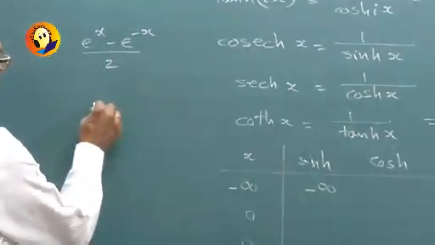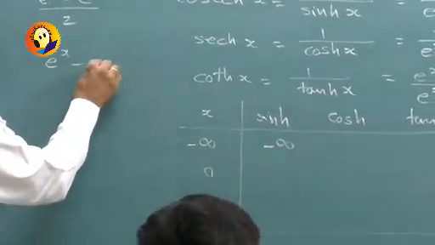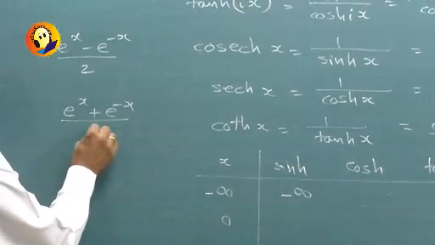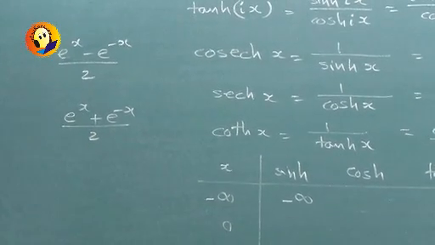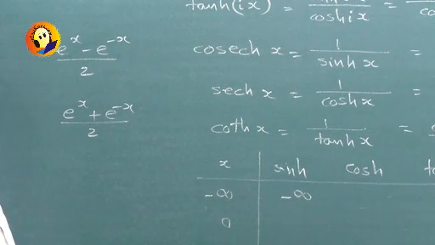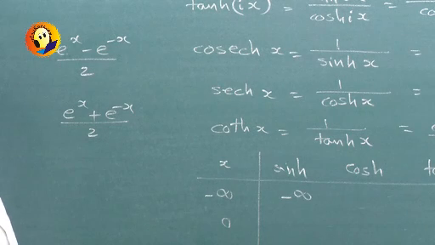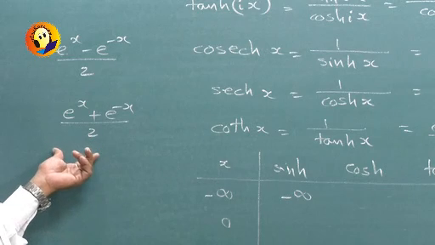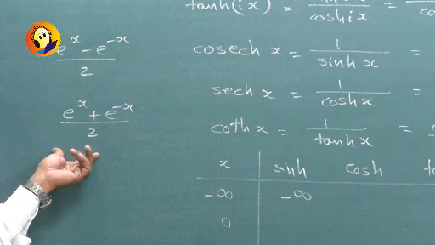Cos minus infinity. Infinity by 2 is infinity. Infinity plus 1 is infinity. Infinity plus 10 is infinity. Infinity into 10 is infinity. Log of infinity is infinity. So what will be cos of minus infinity? Plus infinity.